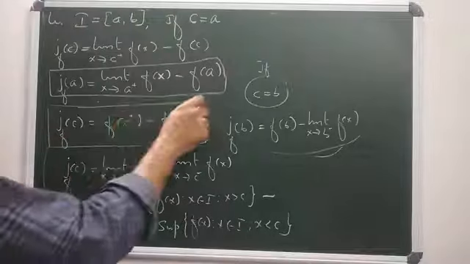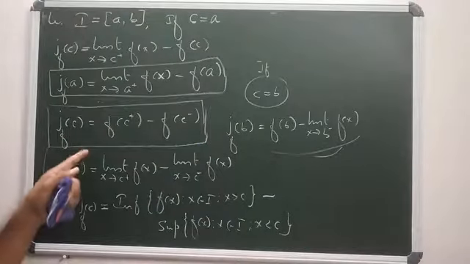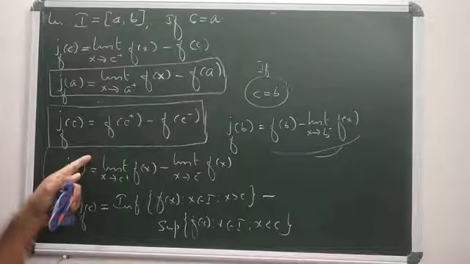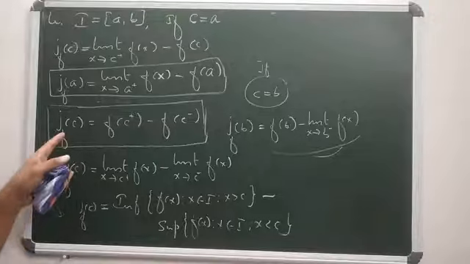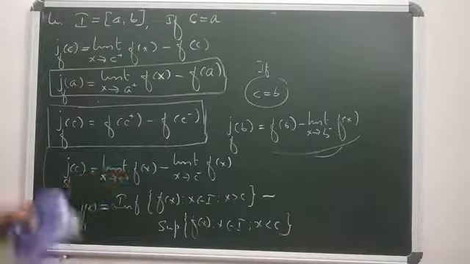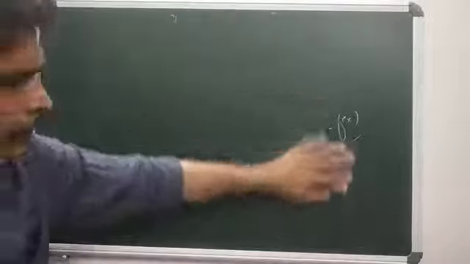Moreover, j_f(c), this is the jump of f at c when c is not an endpoint of the given interval. For the increasing function f, the jump of f at c, j_f(c), is nothing but f(c+) minus f(c-). Okay. Now there is an interesting result.